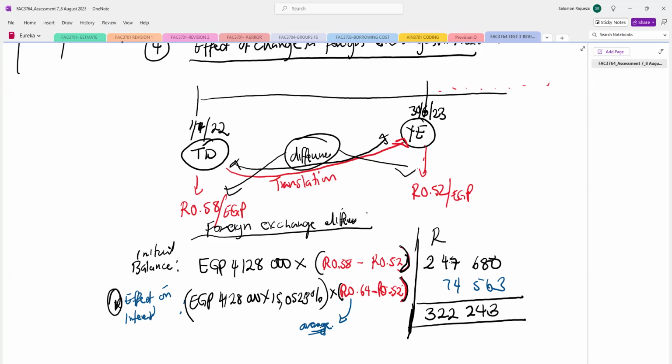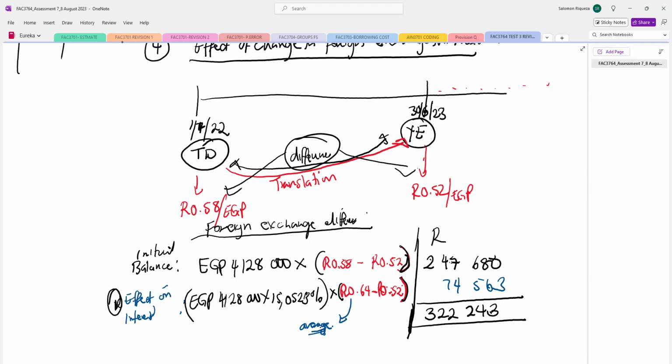So now we must also make sense of it. What happened? Initially, we were going to pay higher. If we had to pay on the 1st of July, we were going to pay 58 cents per Egyptian pound. But now, because we did not pay it at the end of the year, it is now less. It is now 0.52 rand per Egyptian pound. So we are paying less. Therefore, this is a gain for us because the value of our debenture has gone down.